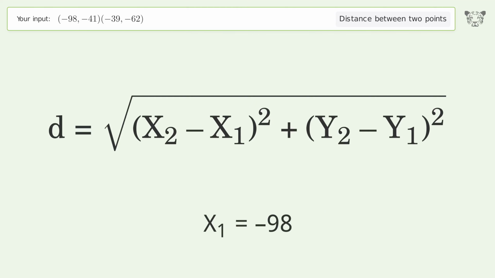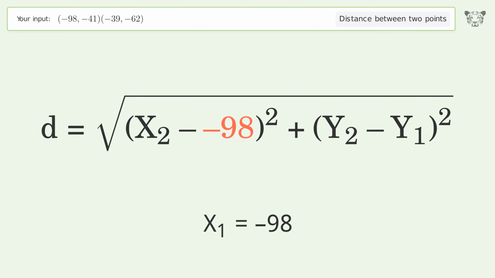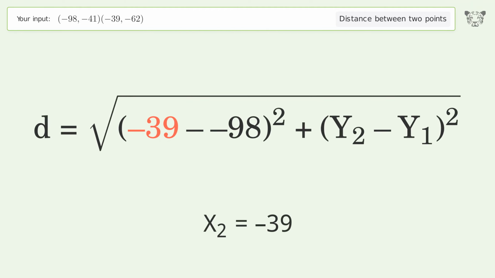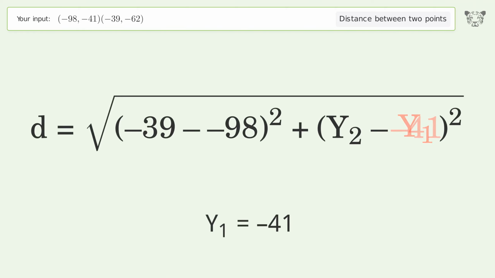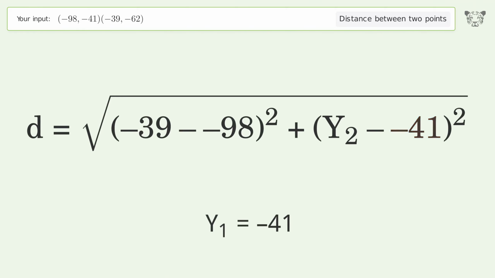x1 equals -98. x2 equals -39. y1 equals -41. y2 equals -62.